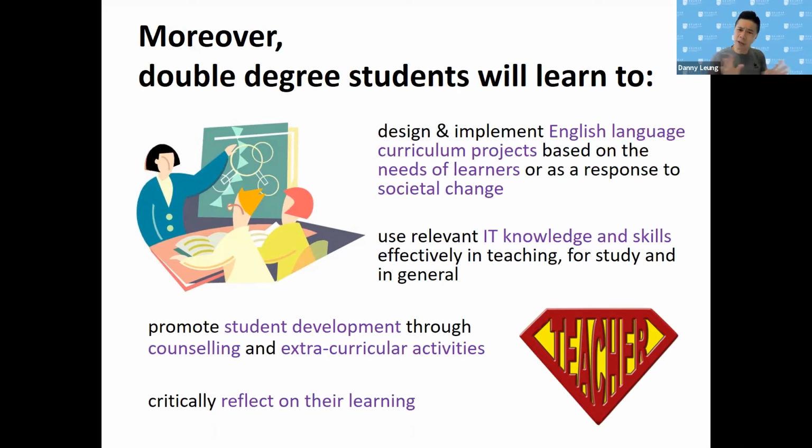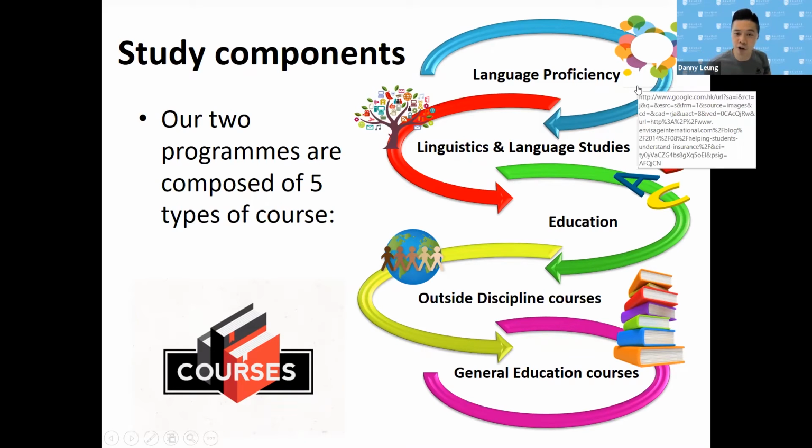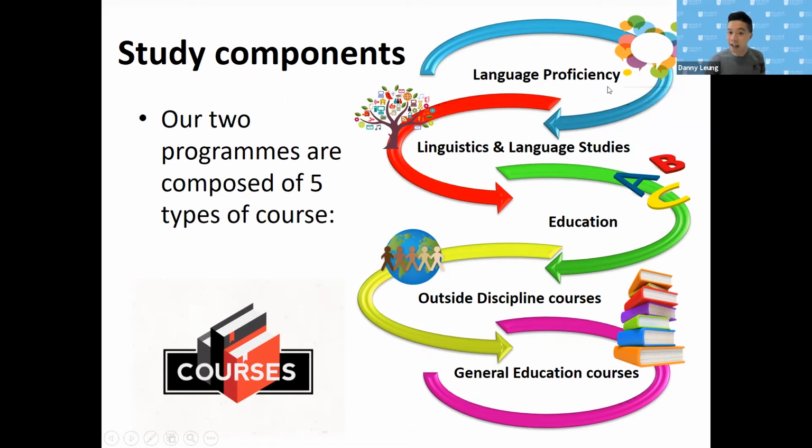All right, so these are all the things embedded in this array of courses. Now, the two programs, the English single degree program as well as the English double degree program, are actually composed of the following 5 types of courses. Definitely language proficiency. And of course, we're now talking about English language proficiency. You will have courses in terms of how you can read, write, speak, and listen to the English language well enough, all right, in all these language proficiency courses.